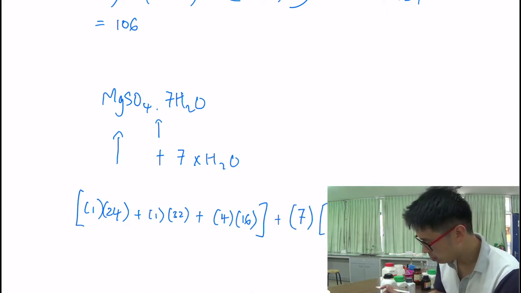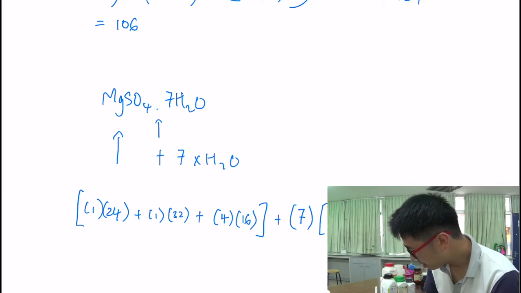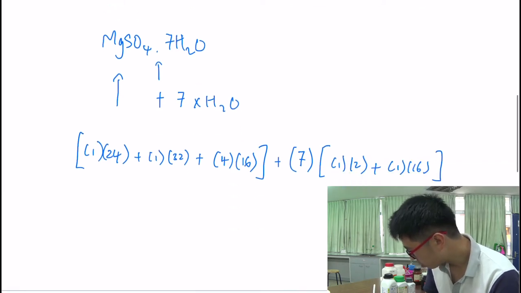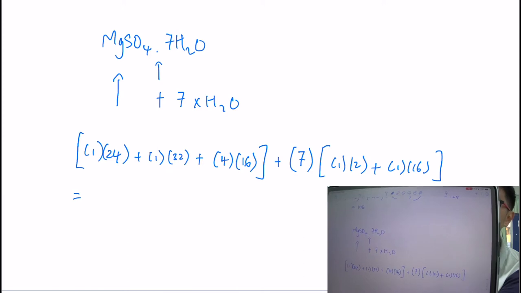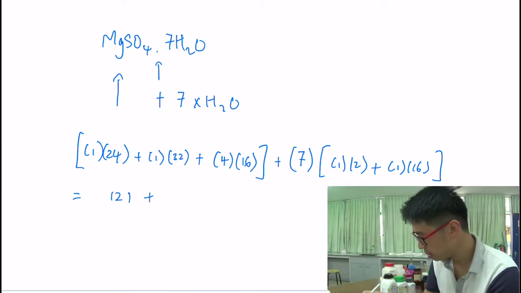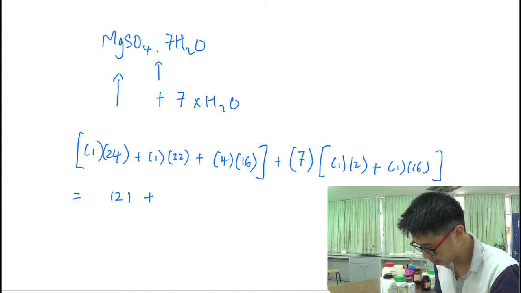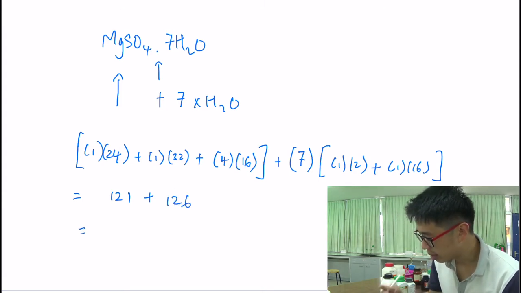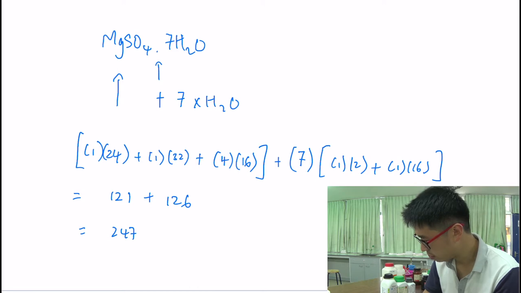Again, I have to do addition because I'm adding the total mass for the magnesium sulfate. Now I have 7 water, so 7 times bracket, 1 times 2 because 2 hydrogen, plus 1 times 16 because 1 oxygen. So as shown on the screen, you have to add in the mass contributed from the 7 waters of crystallization. Pop that into the calculator, so 24 plus 1 times 32 plus 16 times 4, I get 121. That is the Mr, the molecular mass, the molecular weight of MgSO4, plus the molecular weight of 7 times 18, which is from the 7H2O. So altogether, 121 plus 126 is 247.